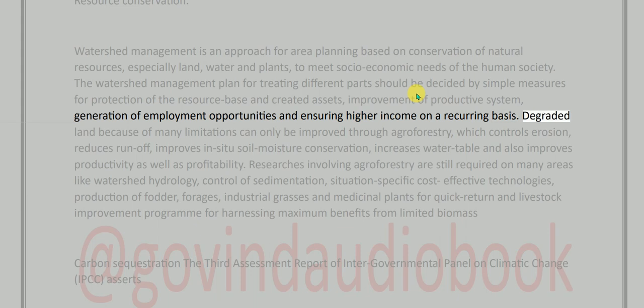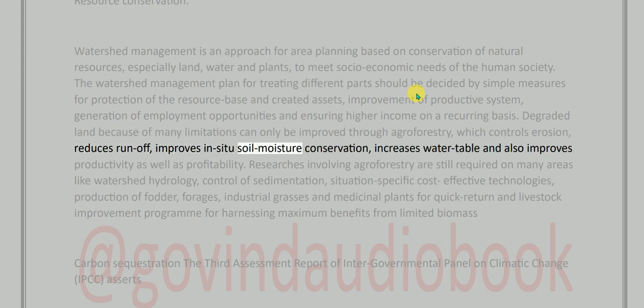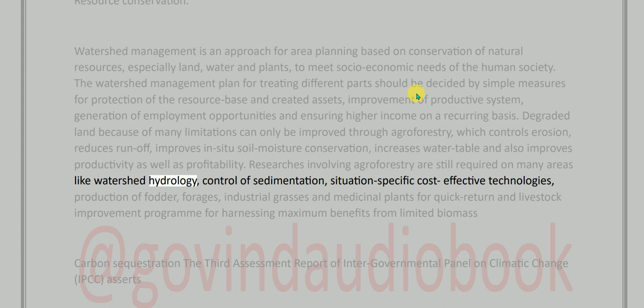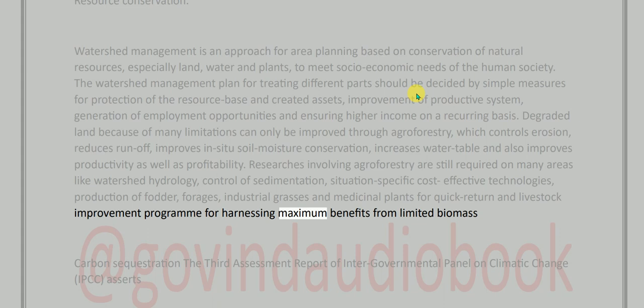Degraded land, because of many limitations, can only be improved through agroforestry, which controls erosion, reduces runoff, improves in situ soil moisture conservation, increases the water table and also improves productivity as well as profitability. Research involving agroforestry is still required in many areas like watershed hydrology, control of sedimentation, situation-specific cost-effective technologies, production of fodder, forages, industrial grasses and medicinal plants for quick return and livestock improvement program for harnessing maximum benefits from limited biomass.